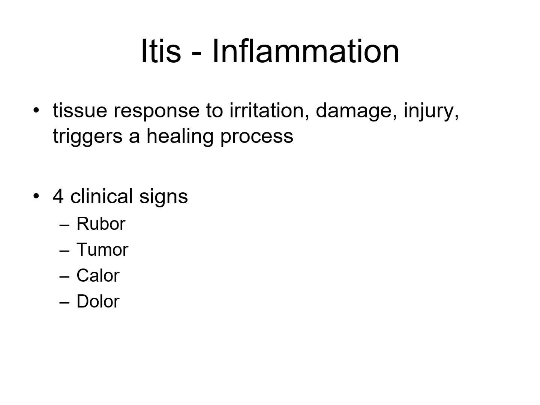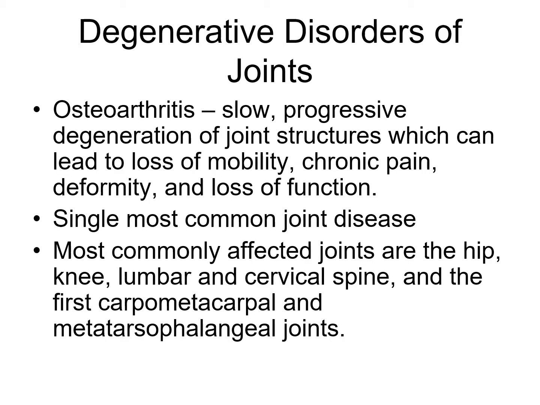Itis is referred to as inflammation. It's the tissue's response to irritation, damage, or injury, and it triggers a healing process. So if it's truly producing inflammatory cells, it may be described as an inflammatory disorder. As we've described previously, the 4 clinical signs of inflammation are rubor or redness, tumor or swelling, calor or heat, and dolor and pain. We need to recognize when this inflammation is present, and it may or may not be related to the musculoskeletal system.